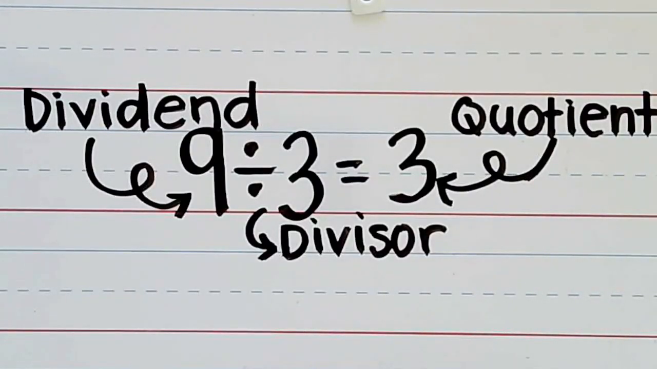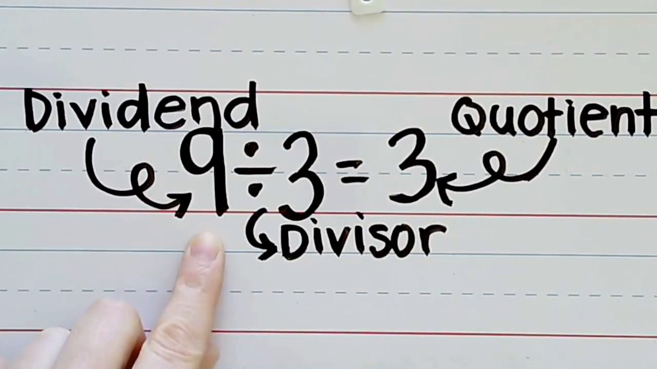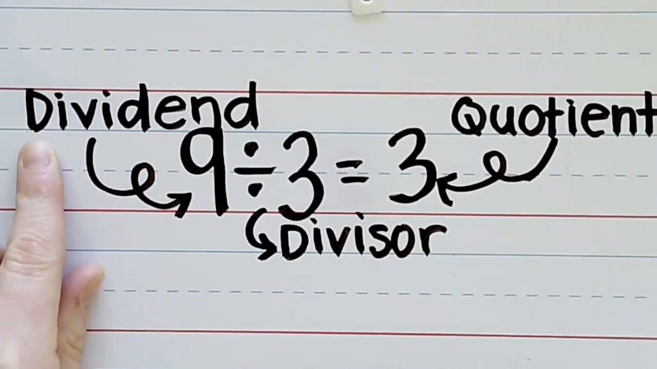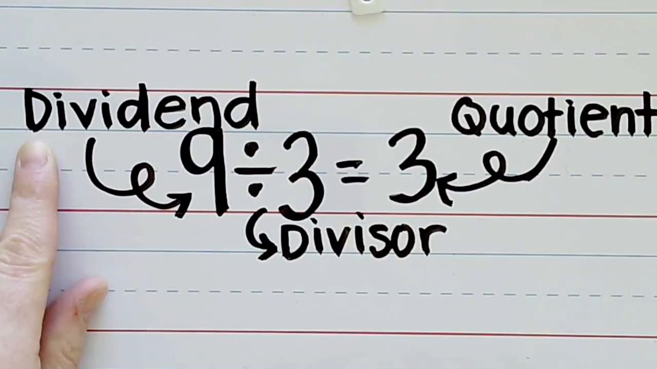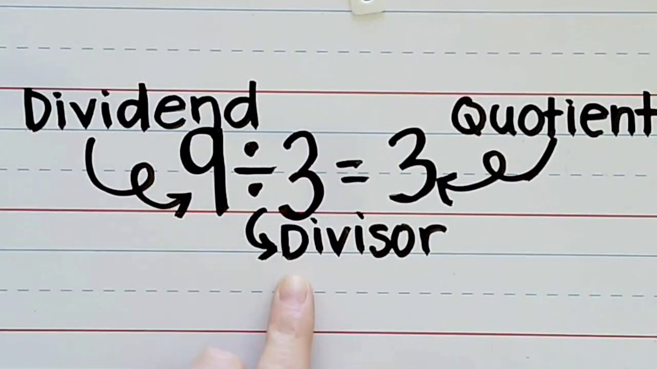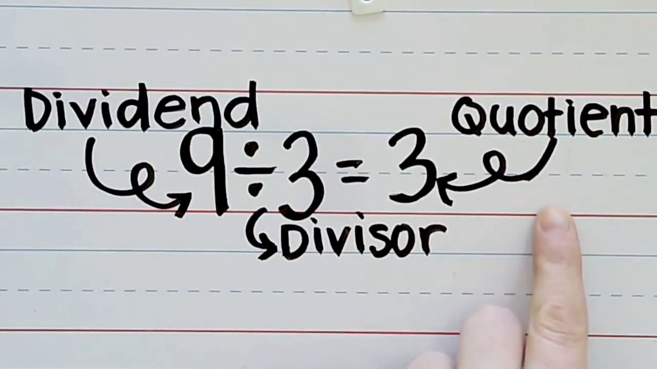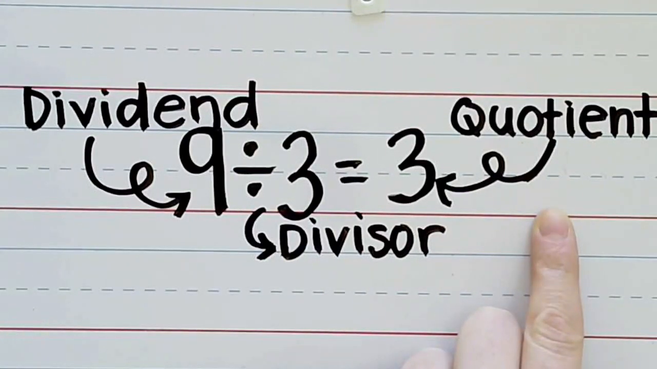Now let's talk important math vocabulary. I'm going to use the same problem from before with the erasers. Remember that 9 erasers divided into 3 equal groups equaled 3 erasers in each group. The 9 is called the dividend. That is the objects that you are dividing. The 3 here was the divisor. That's the number of groups. And the answer in a division problem is always called the quotient.